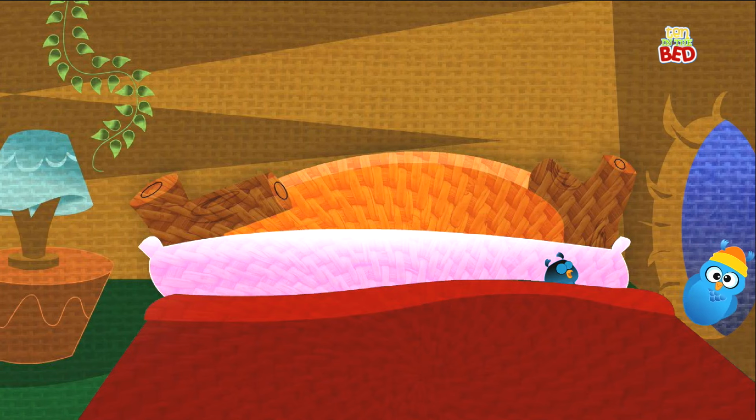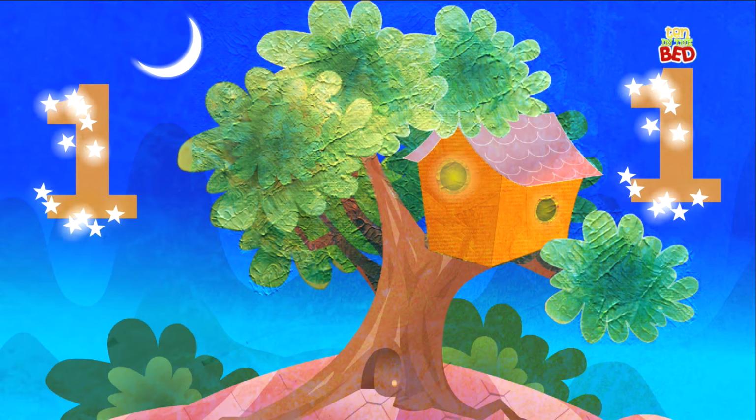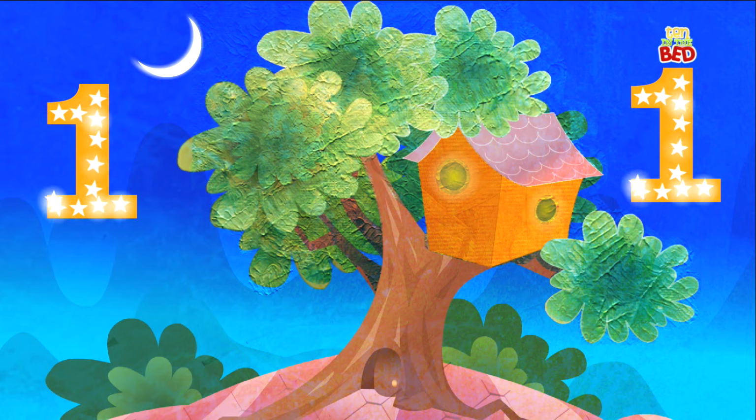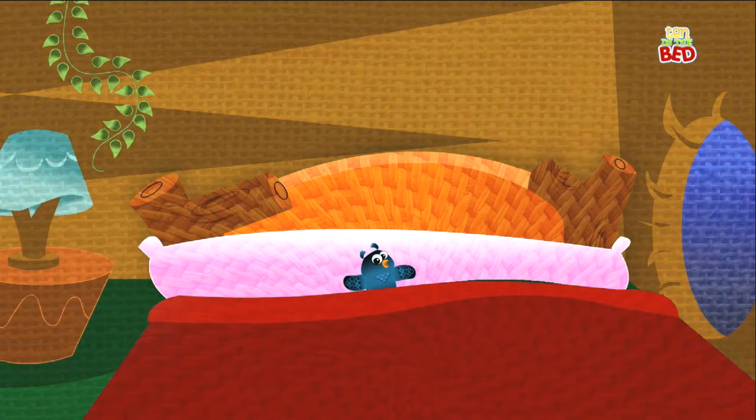So they all rolled over, and one fell out. One, one. There was one in the bed, and the little one said, "Good night."